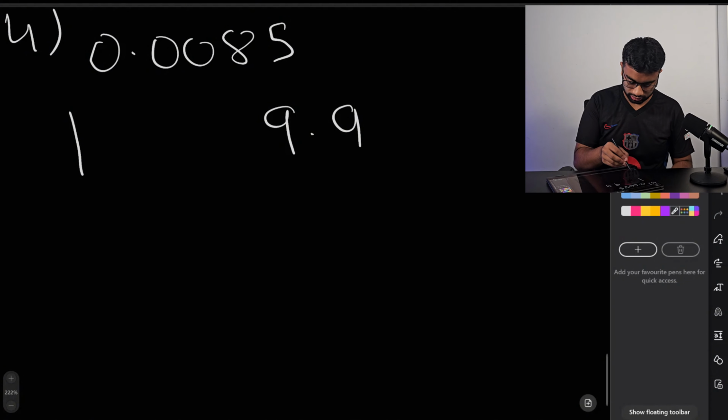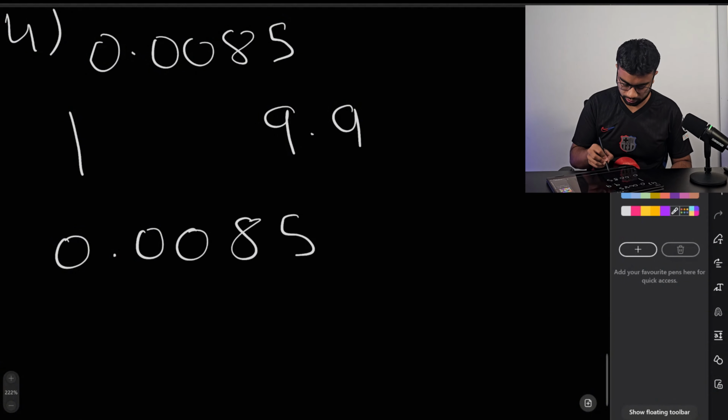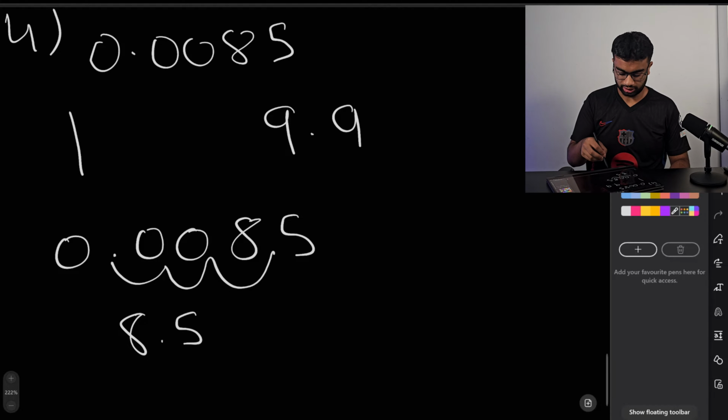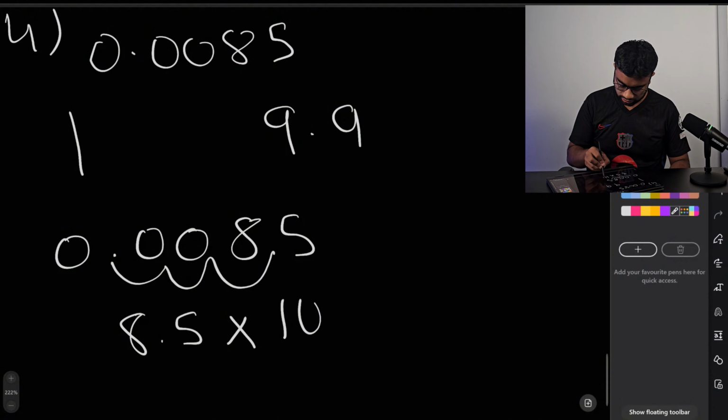So let's try and make this number have a number between 1 and 9.9 at the start. So 0.0085. We'd have to move the decimal place across. So once, twice, 3 times. So then we'd write 8.5, which is if you move the decimal place across 3 places, and this is between 1 and 9.9, times 10 to the minus 3.